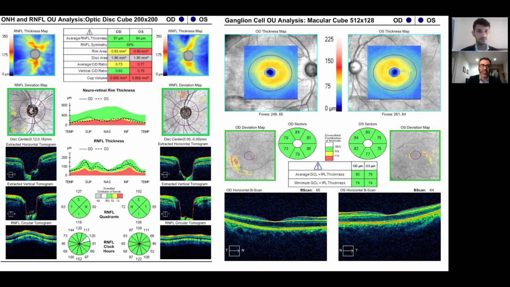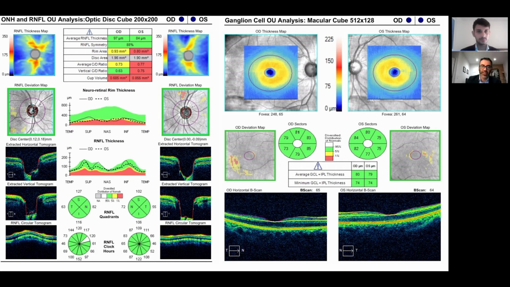The average thicknesses are 97 in the right, 84 in the left, with a pretty good symmetry. When it comes to flagging on that deviation map, in the right eye, nothing is really flagged for the most part. The left eye, still looking pretty good. Could this be a possible flag? I think it is something to keep a good watch on.